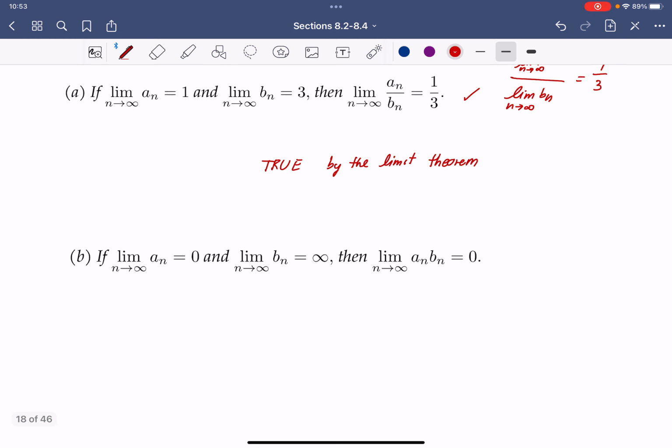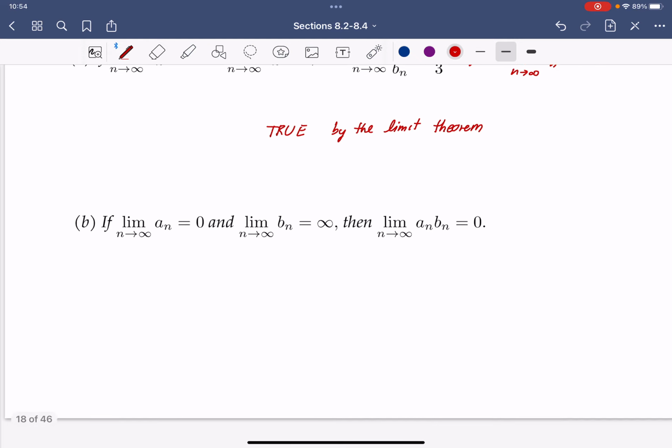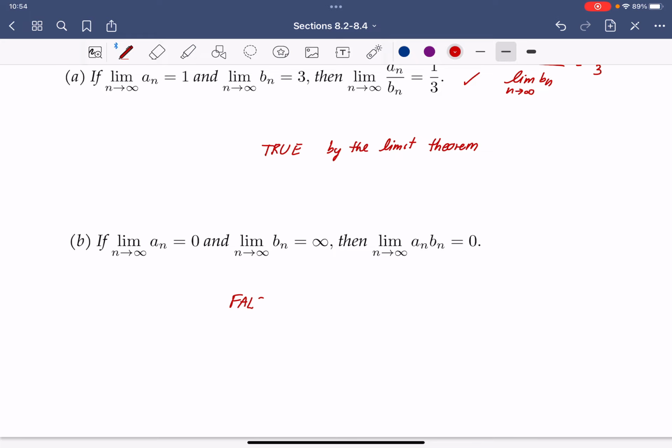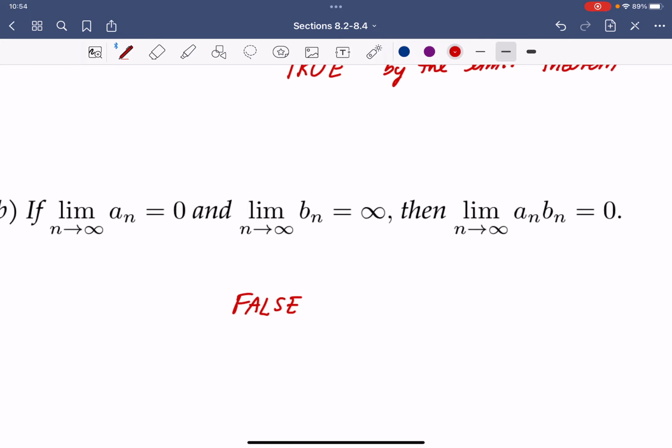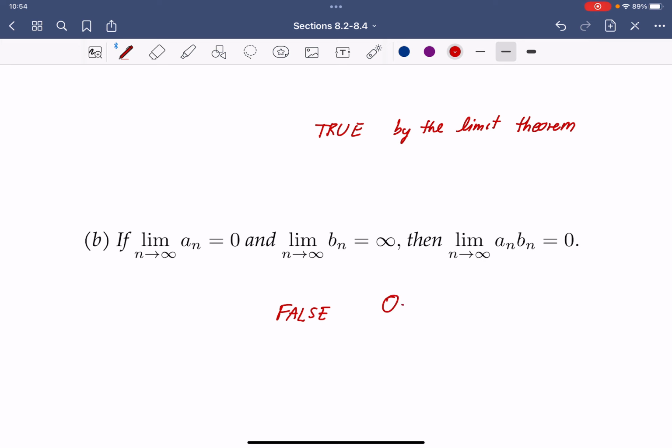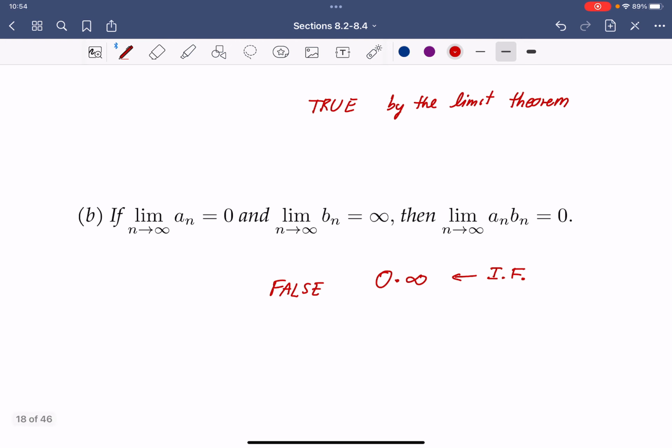Okay, so part B. If the limit a_n equals 0 and limit b_n equals infinity, can you say that the limit of a_n times b_n is equal to 0? Some people say yes, but this is false. You cannot say it, because 0 times infinity is a special form called an indeterminate form, or IF. If you write 0 over 1 over infinity, this is equivalent to 0 over 0. Or if you write infinity over 1 over 0, it's infinity over infinity.